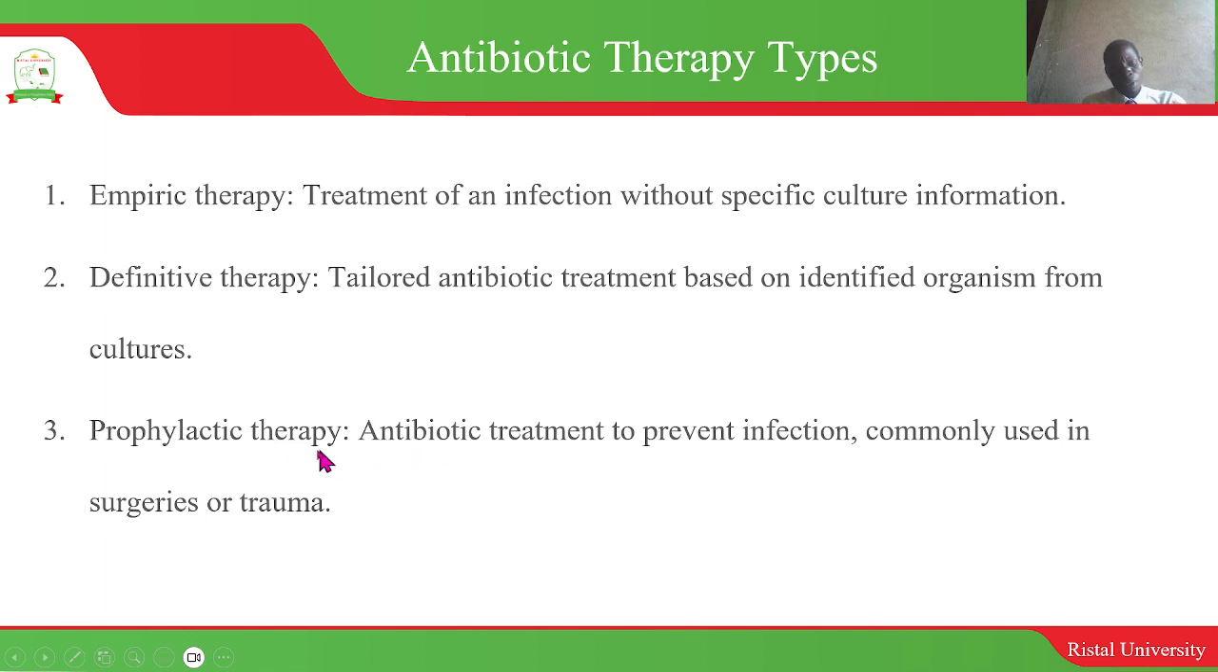Prophylactic therapy, prophylaxis, this is given as a preventive way of treatment. So you're giving a drug to prevent the occurrence of an infection in an individual. These antibiotic treatments to prevent infection are commonly used in surgeries or trauma. So, for example, someone who is undergoing surgery can be given an antibiotic cover because we anticipate infections might happen because of the procedure. Somebody who has had trauma might still be given prophylactic treatment.